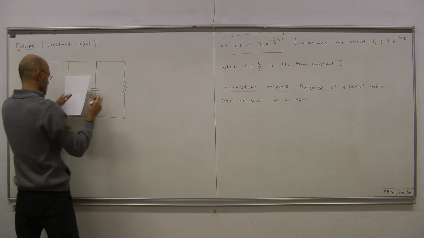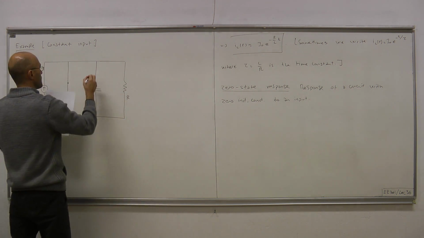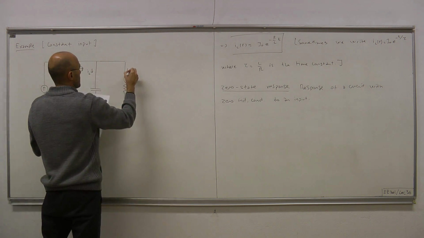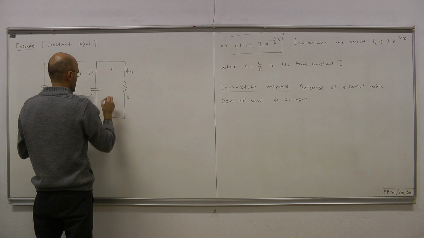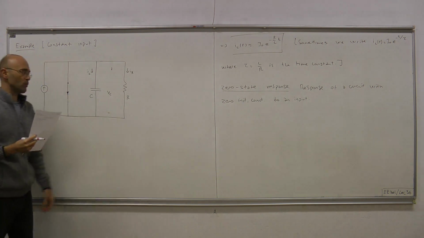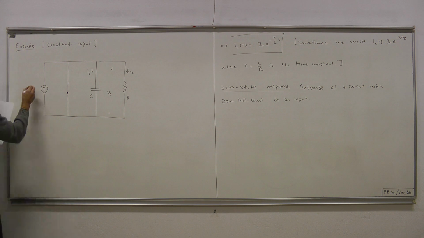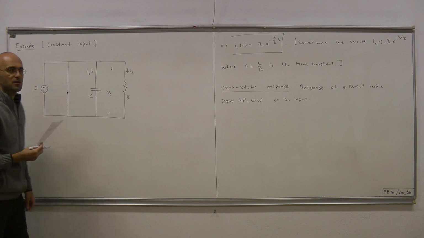So C, R, this is IC, this is IR, and this here is the capacitor voltage, also the voltage of the resistor and the source. The source here provides constant current I.